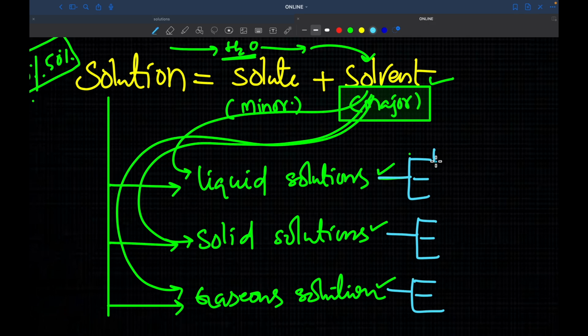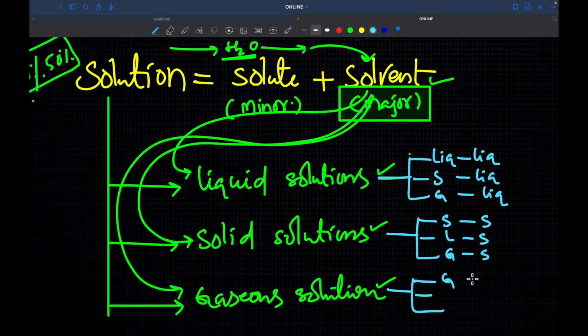I will say liquid in liquid solution, solid in liquid solution, gas in liquid solution. In solid solution: solid in solid, liquid in solid, gas in solid. In gaseous solutions: gas in gas, liquid in gas, and solid in gas. So total there are 3 here, 3 here, 3 here.